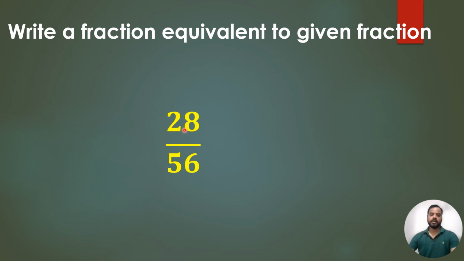Now the next example, 28 by 56, we have to write a fraction equivalent to the given fraction. So we will not multiply here, we will divide. Okay, so when we cut 28 and 56 by 4, 4 sevens are 28, and we cut it by 7, so 7 fours are 28, 7 eights are 56. You can cut 28 and 56 by any number of your choice. You can also cut it by 2.